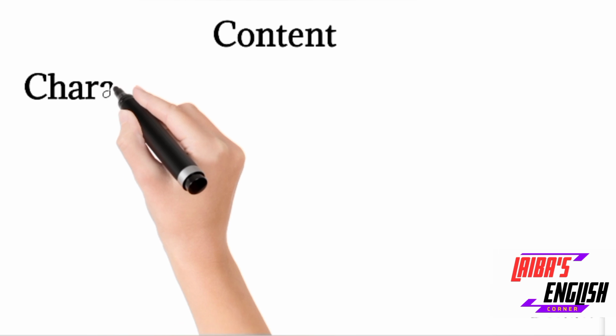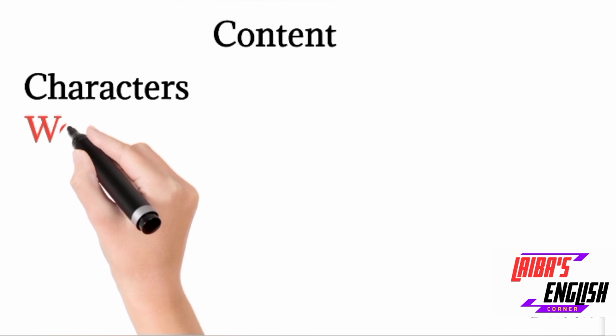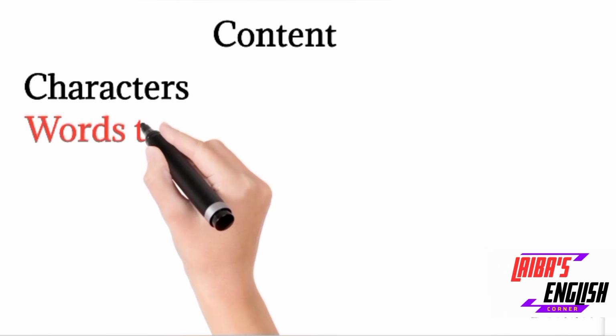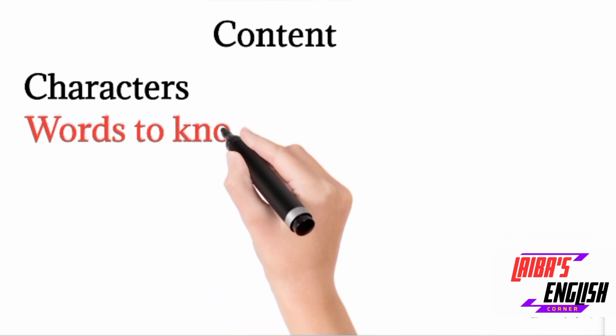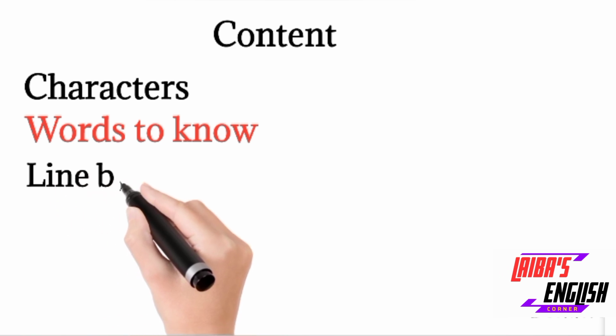First thing which we are going to discuss are the characters. How many characters are there and what roles they are playing in this fiction will be discussed. After the characters, we are going to discuss another important thing which is the introduction of the author, Sir Arthur Conan Doyle, who wrote this short fiction. After that, we are going to discuss words to know which are given in this chapter as well as other difficult words which are found in this chapter.